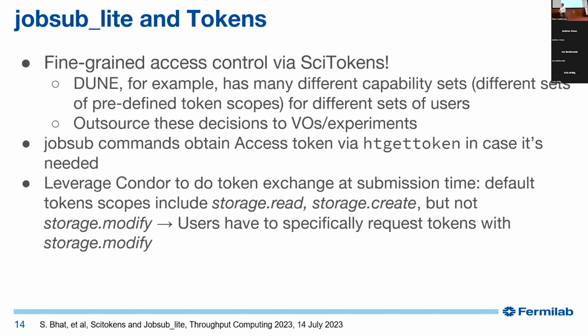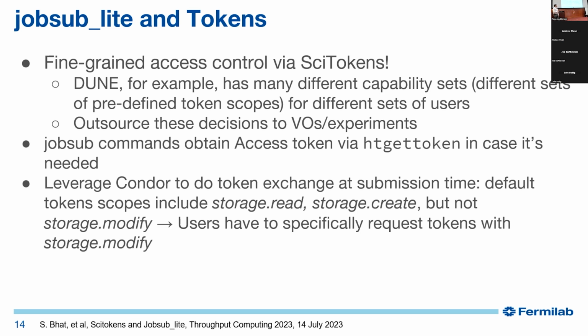All right, so what has this gotten us so far? First of all, we have fine-grained access control with SciTokens, which is really nice because there's no more of that worry before about wiping out tons and tons of data unless you really, really try. For example, DUNE, our flagship experiment at Fermilab, has many different capability sets for their tokens. For those of you who don't know what a capability set is, it's a set of predefined token scopes that mediate what you can actually do and what resources you can access.